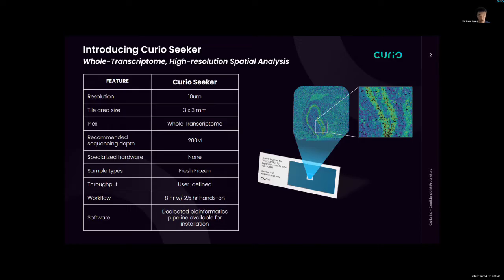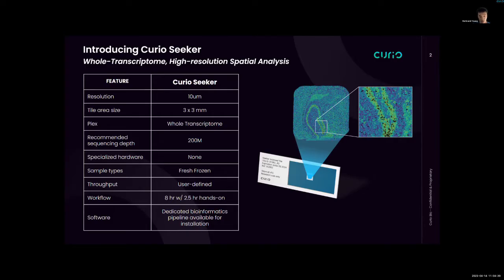Currently, there's no specialized hardware needed for this assay. It's very easy to use. It's compatible with fresh frozen tissue. Throughput is really user-defined, depending on how familiar you are with single-cell assays or even spatial assays. As long as you have a good amount of experience, it should be very straightforward. Even if not, we have some new users who haven't done genomics before, and they're still able to run this. The workflow is a total of 8 hours, with about 2 to 3 hours of actual hands-on time.